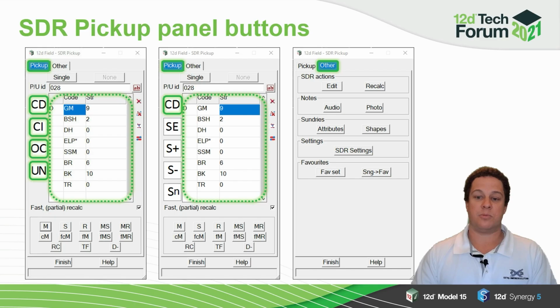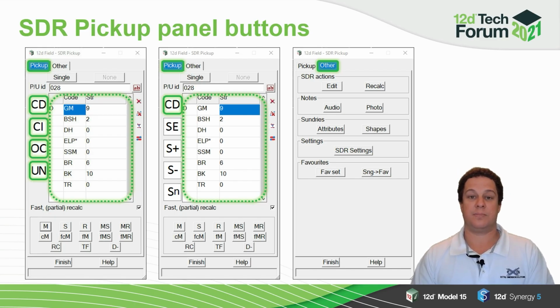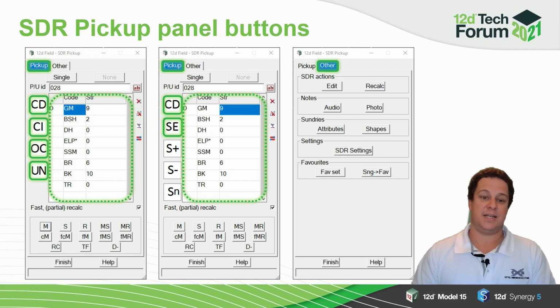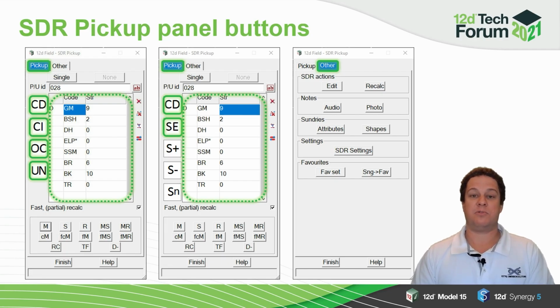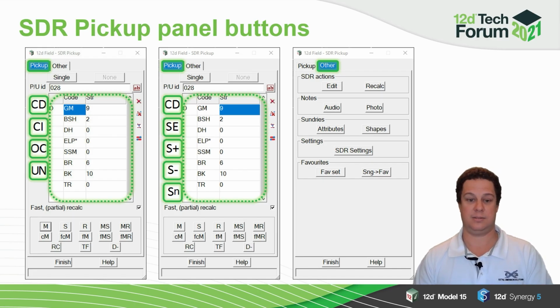If you select a string number in the grid, you'll be presented with some extra buttons to control string functionality. These buttons are SE, which will allow you to create a new string number for that code, S+, which will increment the string number for that code, S-, which will decrement the string number for that code, and SN, which will take you to the next string number for that code, and if that doesn't exist, it will go to the next code in the list.